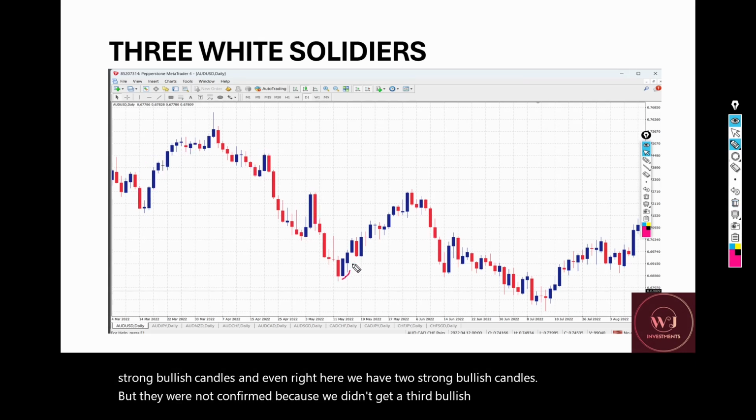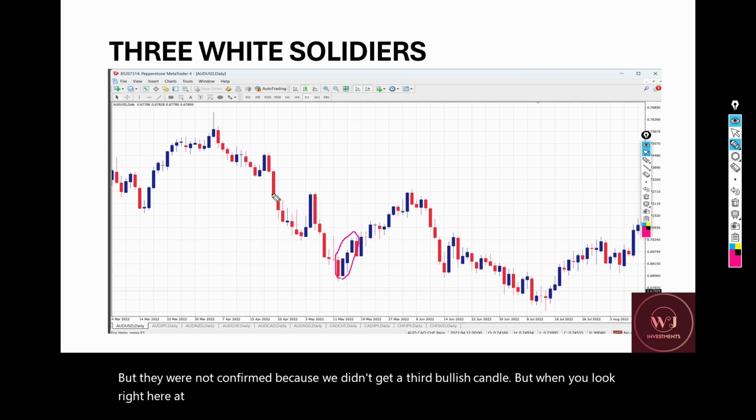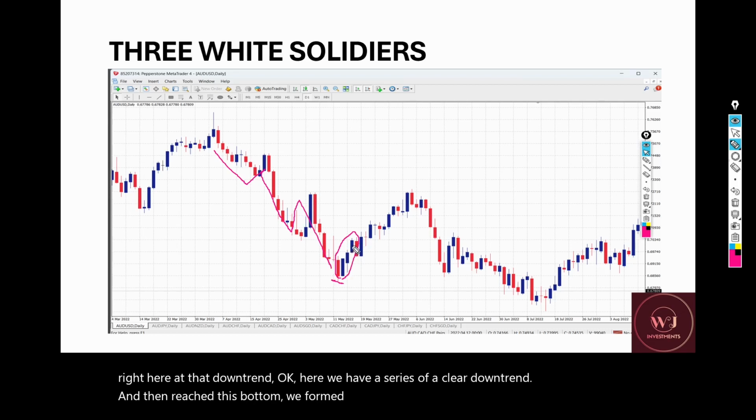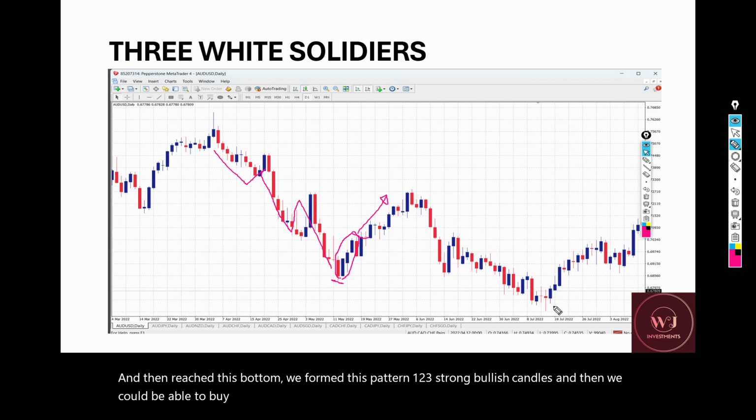But when you look right here at a downtrend, okay, here we have a series of a clear downtrend, and when we reached this bottom, we formed this pattern, 1, 2, 3 strong bullish candles, and then we could buy and catch the wave up, and it happened once again right here. You can see that we have the 3 white soldiers.